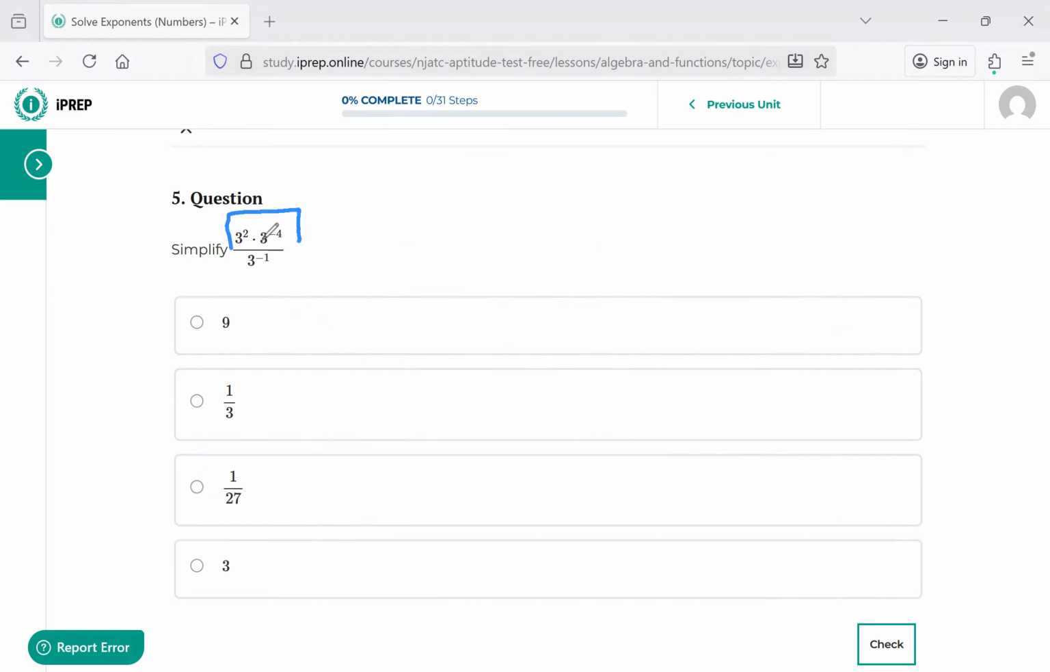Let's look at our numerator. What's 3 squared times 3 to the negative 4? That's multiplying, so you're adding. 2 plus negative 4 is negative 2. Divided by 3 to the negative 1. Now I just simplified the numerator. When you're dividing with the same base, you subtract the exponents. So be careful: it's going to be 3 to the negative 2 minus negative 1, so minus a minus 1.